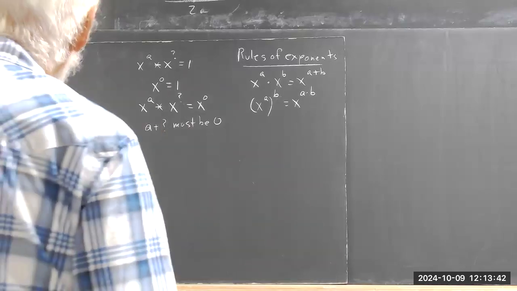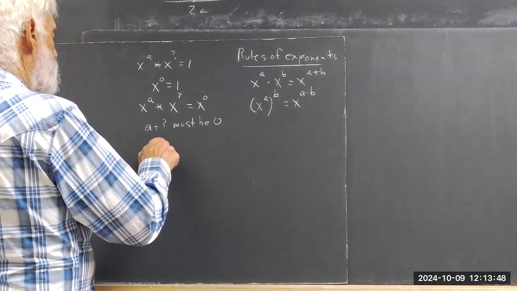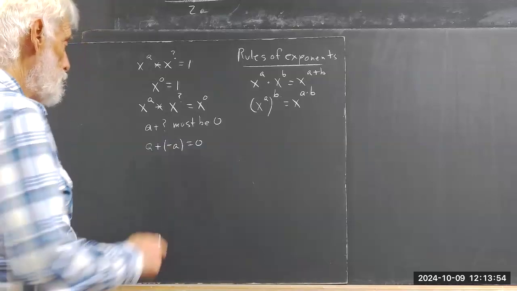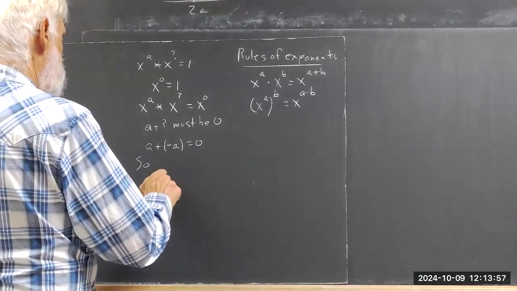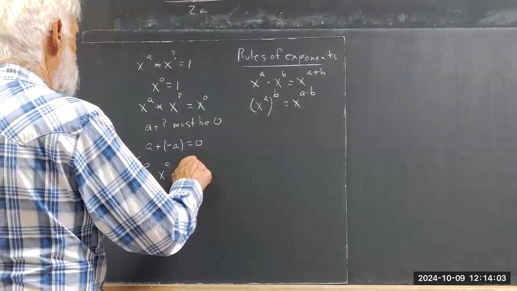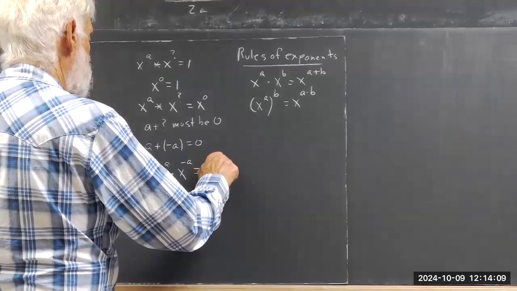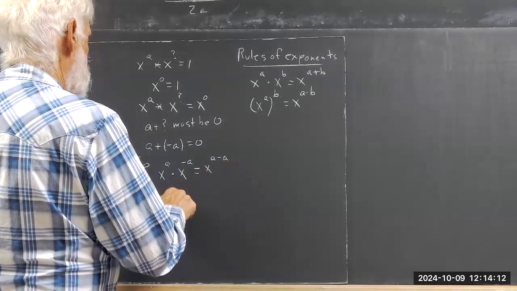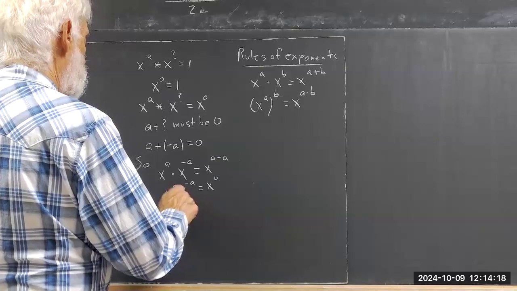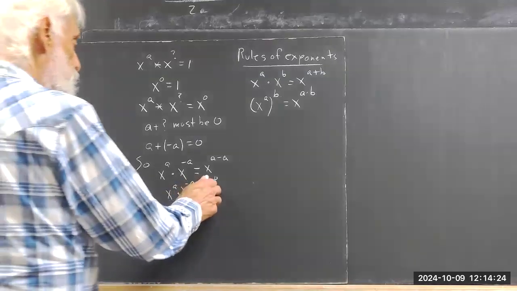Okay. A plus what equals 0? A plus negative A equals 0. Okay. So, x to the A multiplied by x to the negative A equals x to the A minus A. So x to the A times x to the negative A equals x to the 0. Okay? But x to the 0 equals 1.